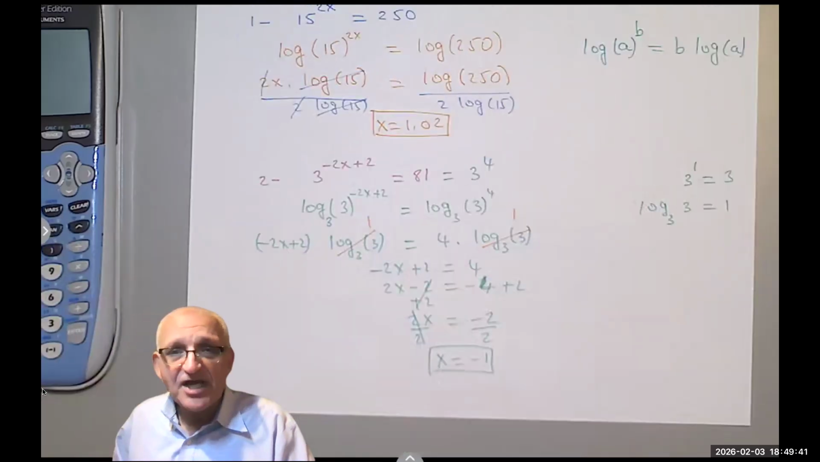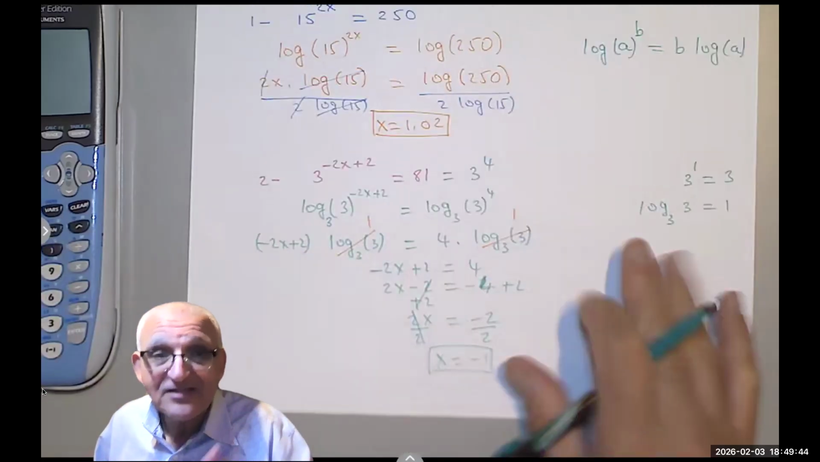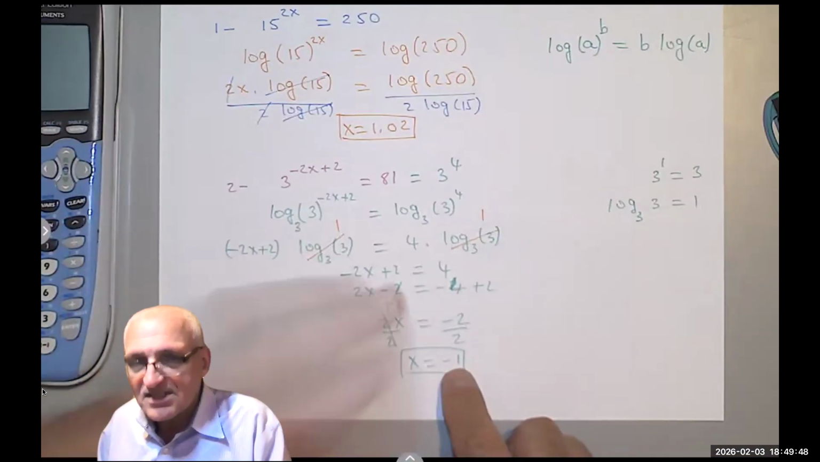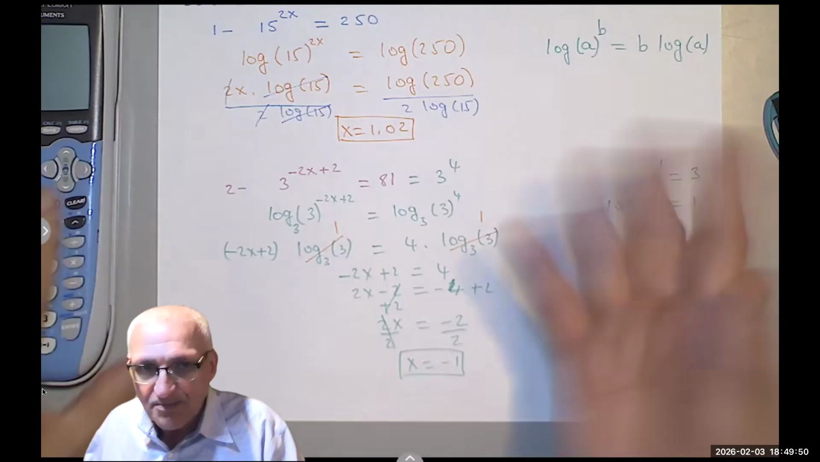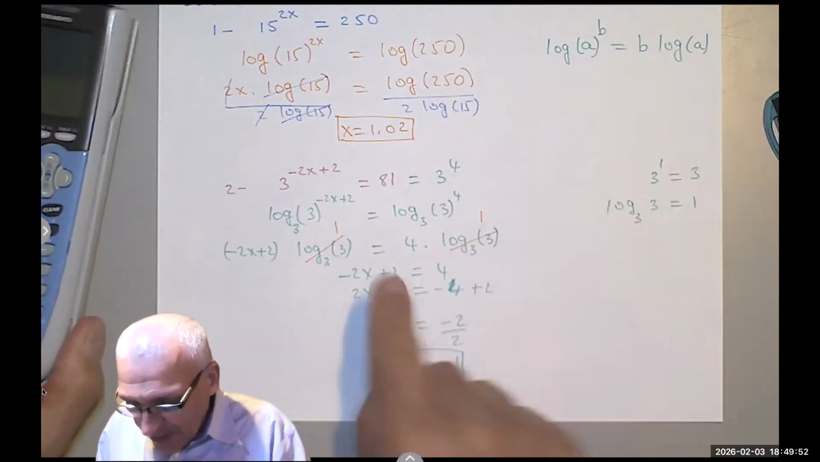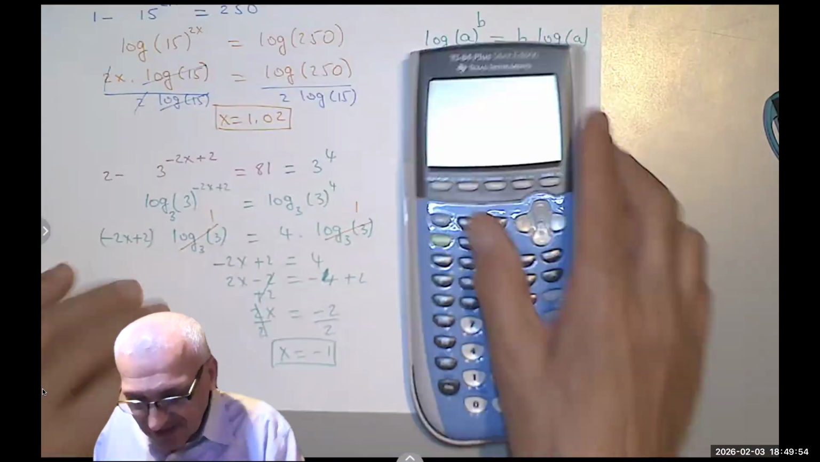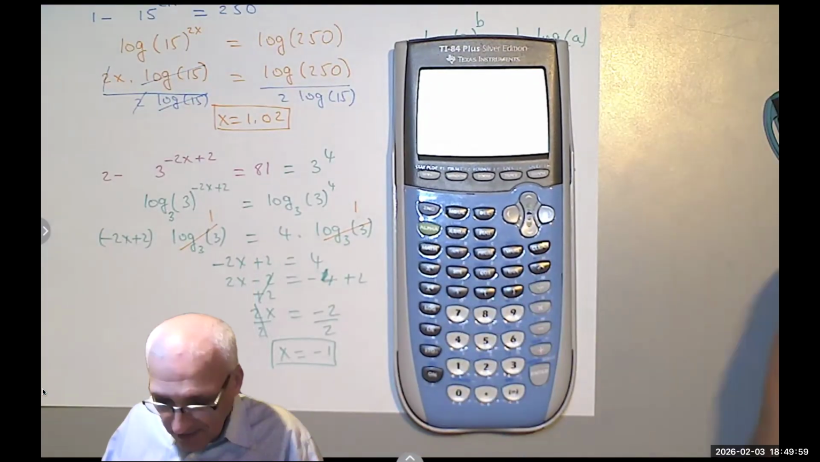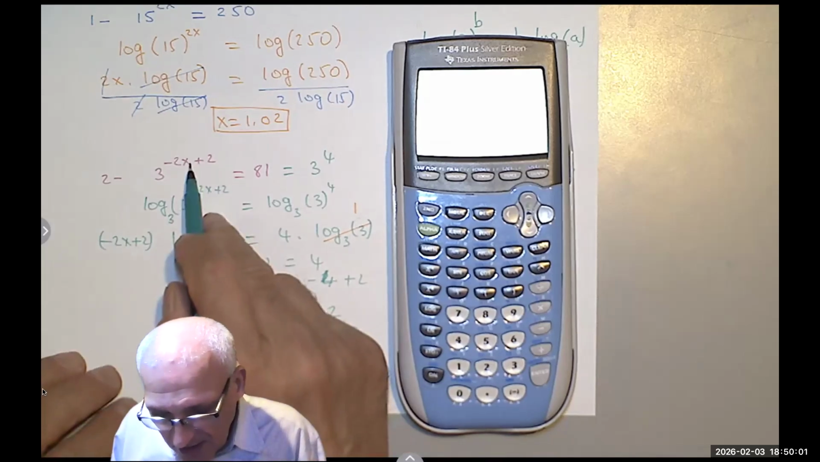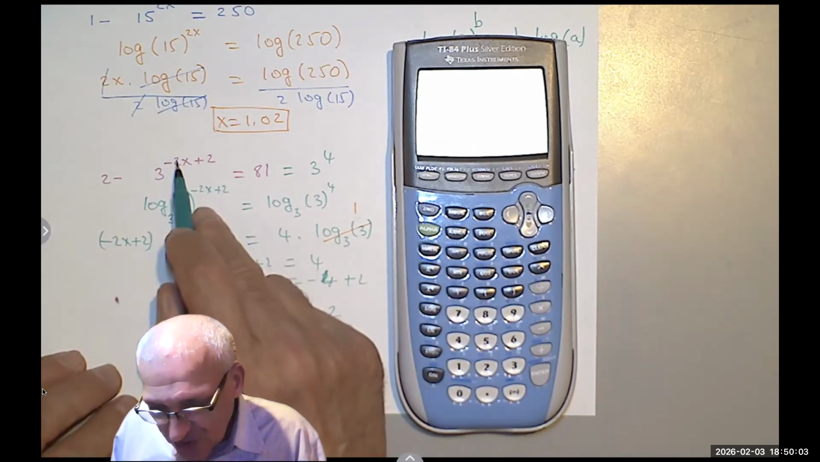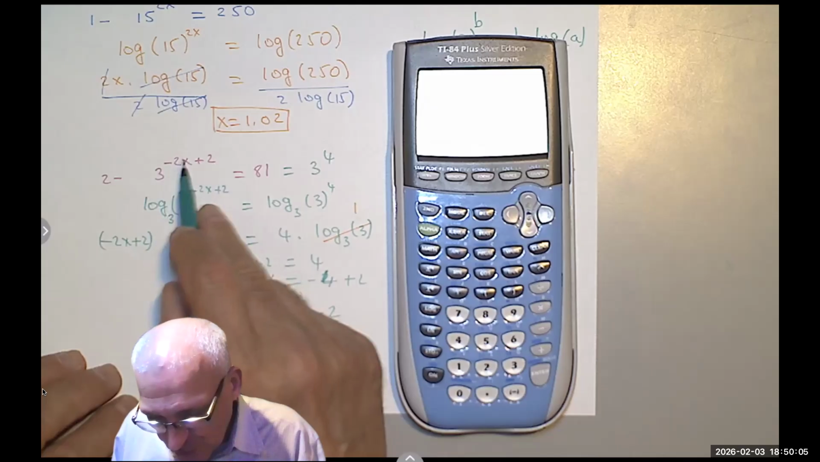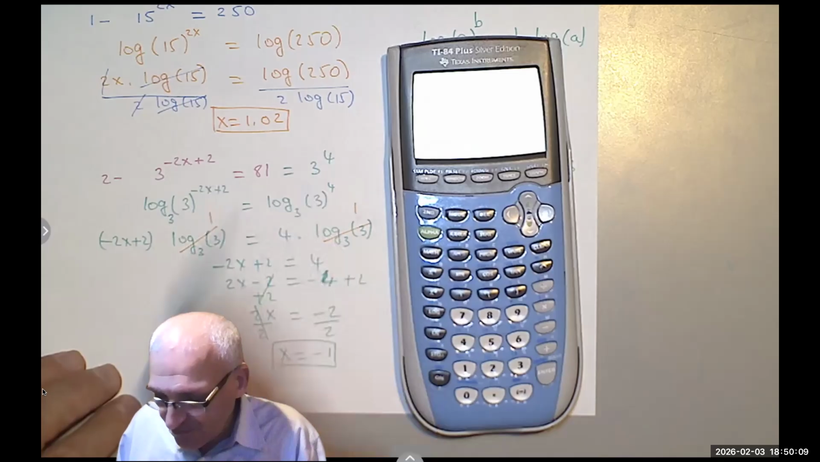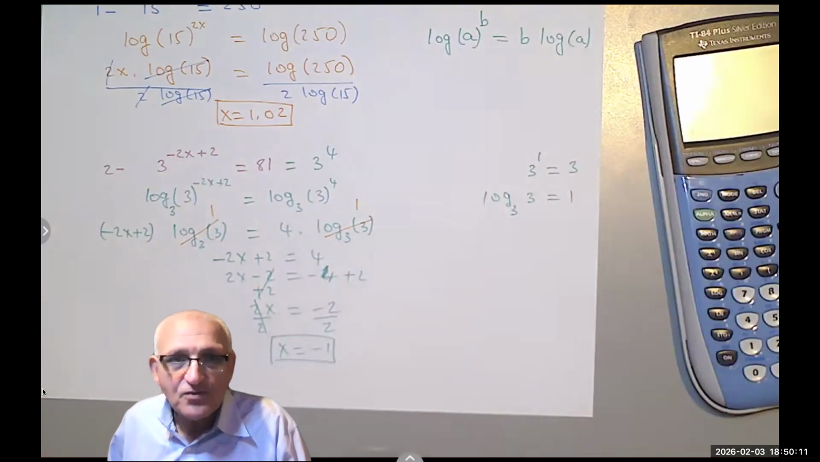You can always check. And in fact, you have to check. I know that doesn't mean that the negative 1 doesn't work. Of course, you can raise to any power, positive or negative. It doesn't matter. I want to see if I will get 81 or not. In fact, you don't need a calculator, because if x is negative 1, then negative 2 times negative 1 is positive 2. Positive 2 plus 2 is 4. 3 to the 4. Yes, 3 to the 4. So you don't even need to check it with a calculator.